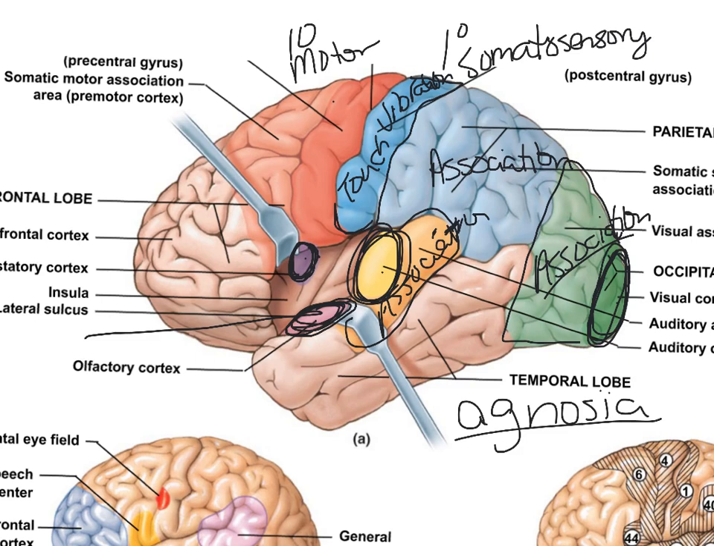Then we have a motor association area, and if you remember that gyrus right in front of the central sulcus, that precentral gyrus, we said was the primary motor cortex. That's up here, it's not a 10, it's a 1 with a little prime. So that's a primary motor cortex, and the association area is right in front of that. And this stores learned patterns of movements. It's your muscle memory. We always talk about muscle memory.